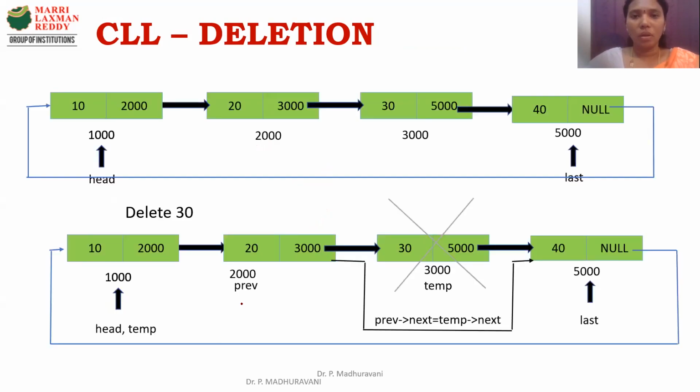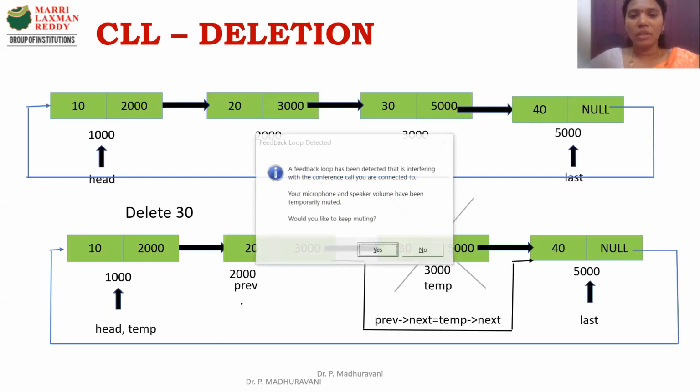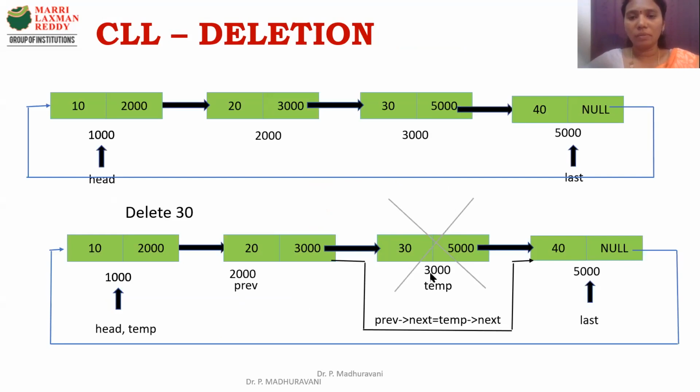Now coming to the deletion of a specific node, which is very similar to the deletion operation in a single linked list. Here again we are taking 4 nodes. In this list we are trying to remove the node with the data value 30. Now make a search to locate the element 30.